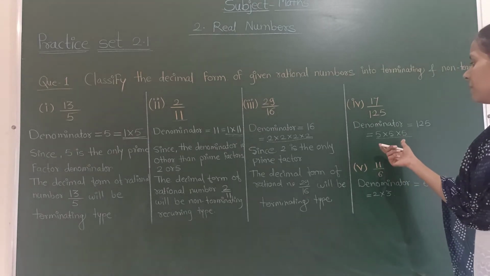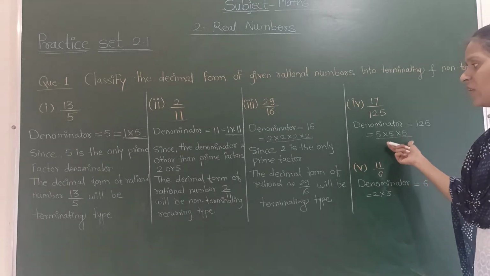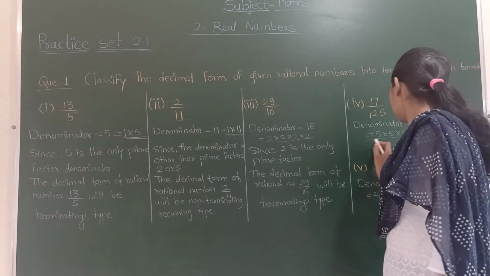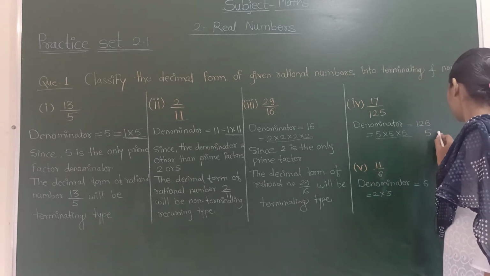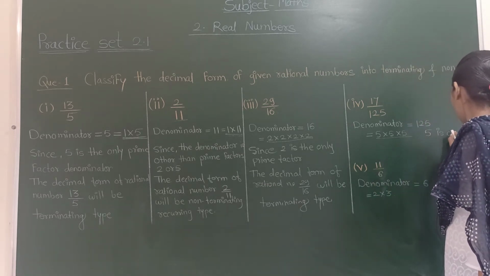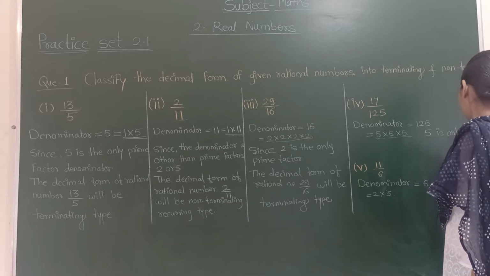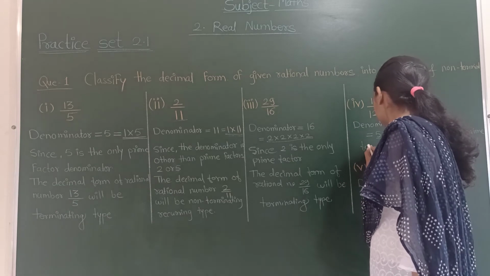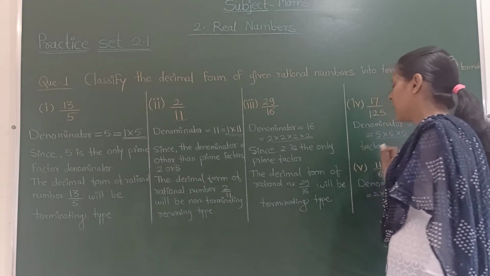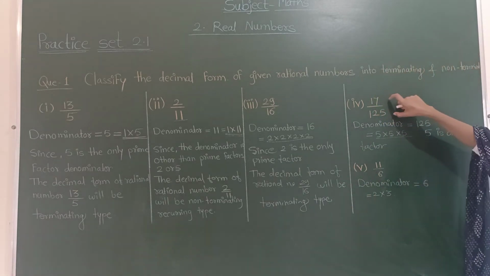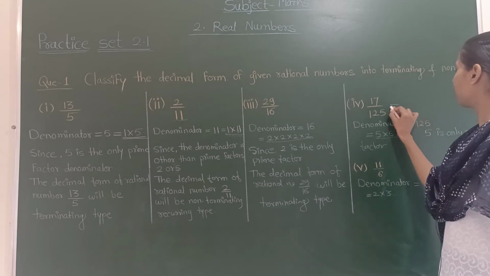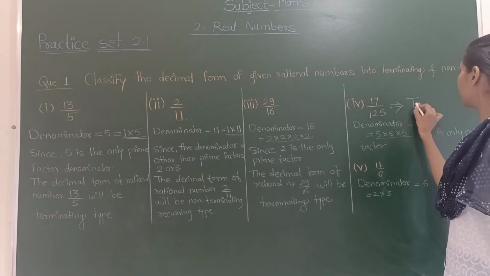Therefore, you can see, since 5 is the only prime factor, the decimal form of the given rational number 27 upon 125 will be of terminating type.